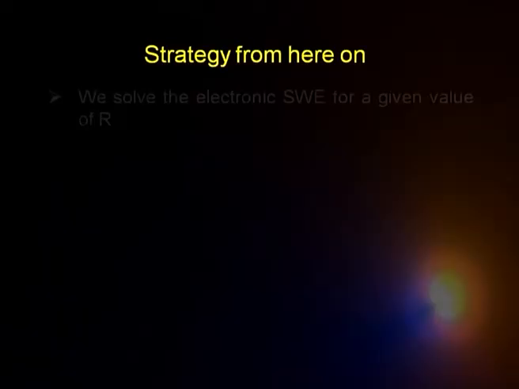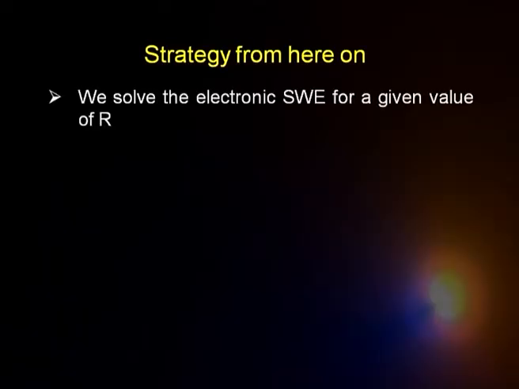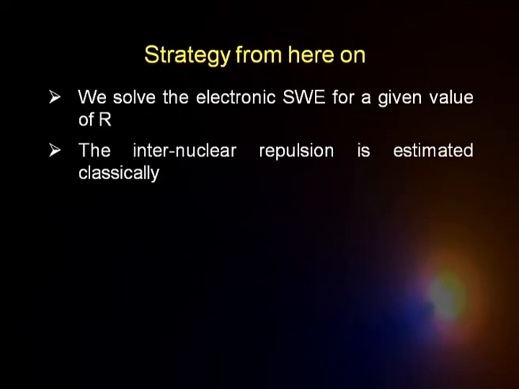Let us see what the strategy is from here on. What we need to do is solve the electronic Schrodinger wave equation. We start by solving it for a given value of R. That means we take a certain value of R, and for that value of R, we estimate the internuclear repulsion term, that is the energy of that. We incorporate that into the equation and solve the electronic Schrodinger wave equation.